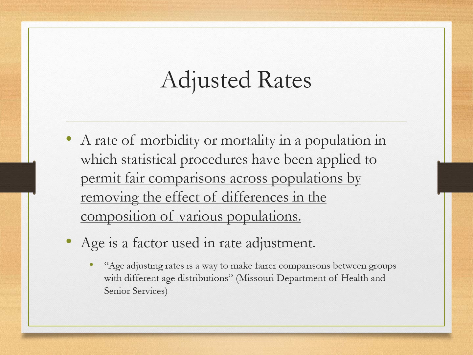Age adjustment is particularly important because populations often have different age distributions, which can significantly influence rates of disease or death. As defined by the Missouri Department of Health and Senior Services, age adjusting rates is a way to make fairer comparisons between groups with different age distributions. This approach ensures that the observed differences in rates between populations are not simply due to differences in their age structures, providing a more accurate reflection of underlying health disparities.